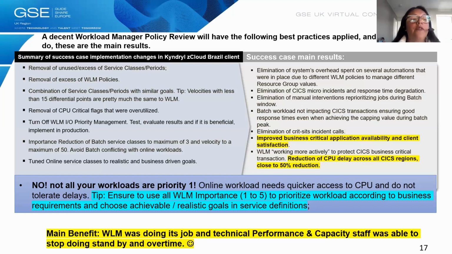This is a good one. Turn off WLM priority management. So in the beginning of the WLM policy, if you want to set up priority management to yes or no, make it no. We had a huge enhancement when we did that, for example, in this case, up to 50% of reduction in CPU delay for the service classes, the main CICS service class. That was a huge decrease in CPU delay.